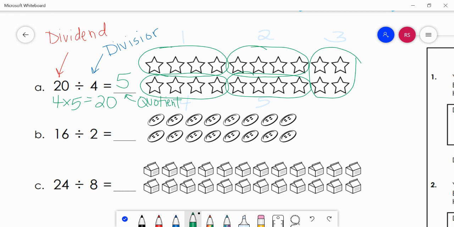Let's take a look at letter B and letter C. We'll do letter B together, and then I'll encourage you to do letter C on your own. So we have 16 divided by 2. What's the dividend here? 16. Very good job. 16 is our dividend. It's our total. We have 16 total buttons. And our divisor is going to tell us how many equal groups of 2 we can make, because our divisor is 2. So I'm going to create equal groups of 2. So let's circle together equal groups of 2.